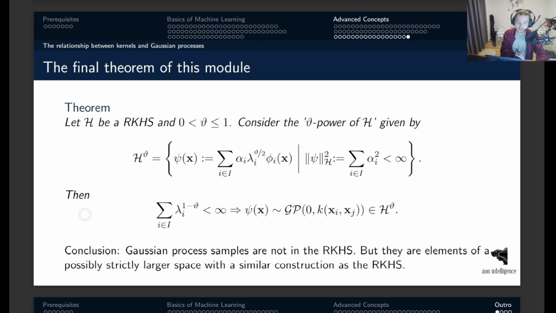Now this final theorem states that if the sum of eigenvalues lambda I to the power of 1 minus theta is finite, then almost surely a draw from a Gaussian process lives in that space. So this draw will generally not live in the reproducing kernel Hilbert space H, but it will live in that larger space, H to the power of theta. So we conclude Gaussian process samples are not in the RKHS, but they are elements of a larger space with a similar construction as the reproducing kernel Hilbert space.